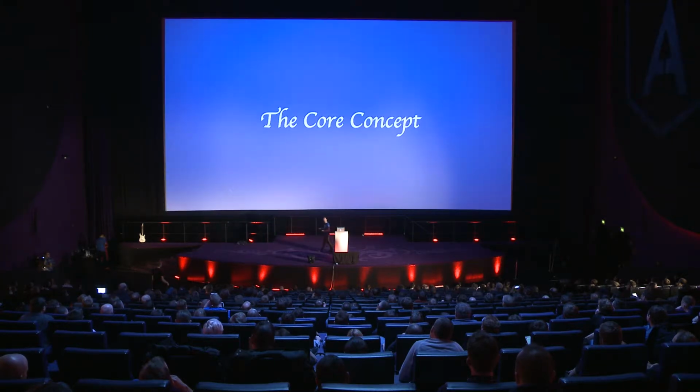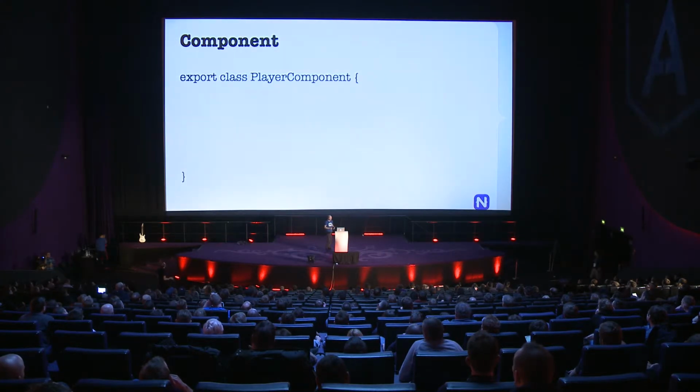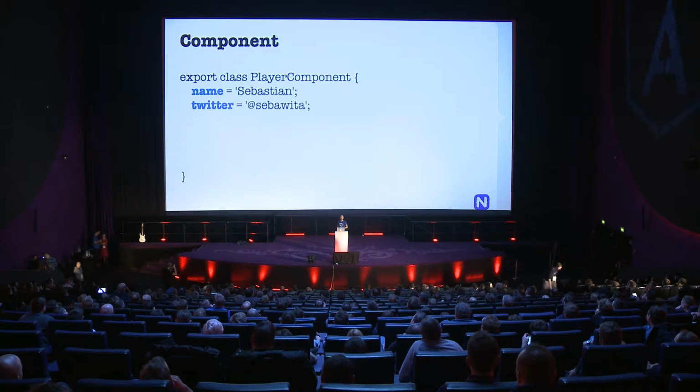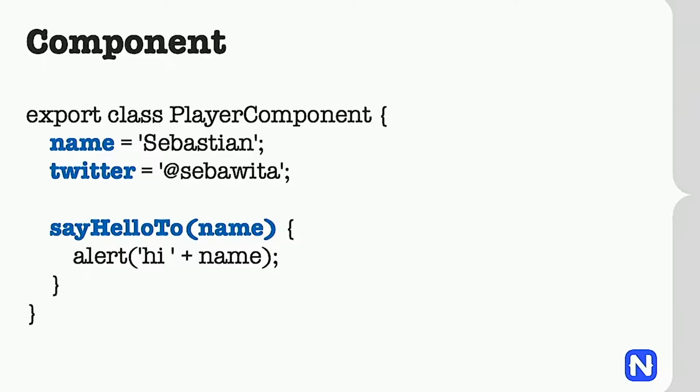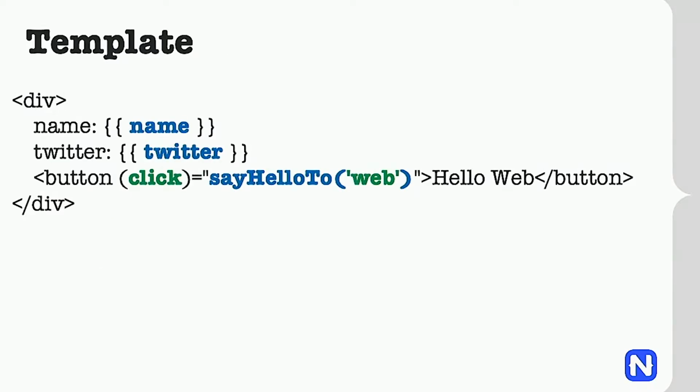So let's have a look at some core concepts. If we, for example, had a player component, which had a name and a Twitter handle and maybe a say hello to method that you can pass a name and it just says hi something. Then in Angular, basically, you could just create a div and then do a couple of handlebars and then display the name, display the Twitter. And then you also could have a button where on click event, you could call say hello to web, right?